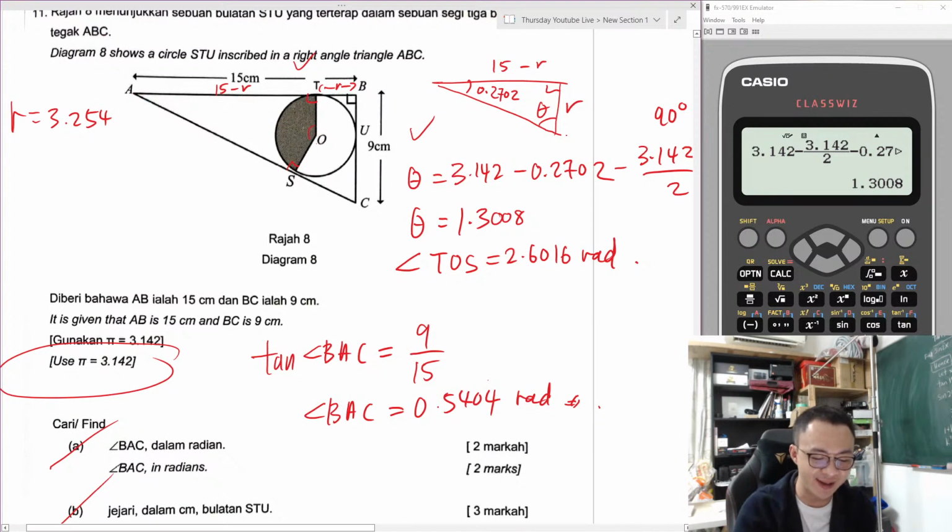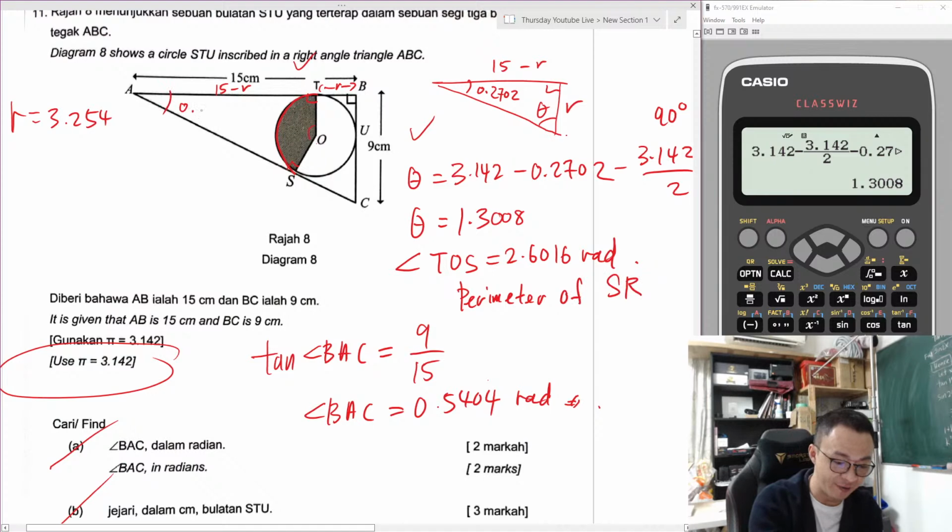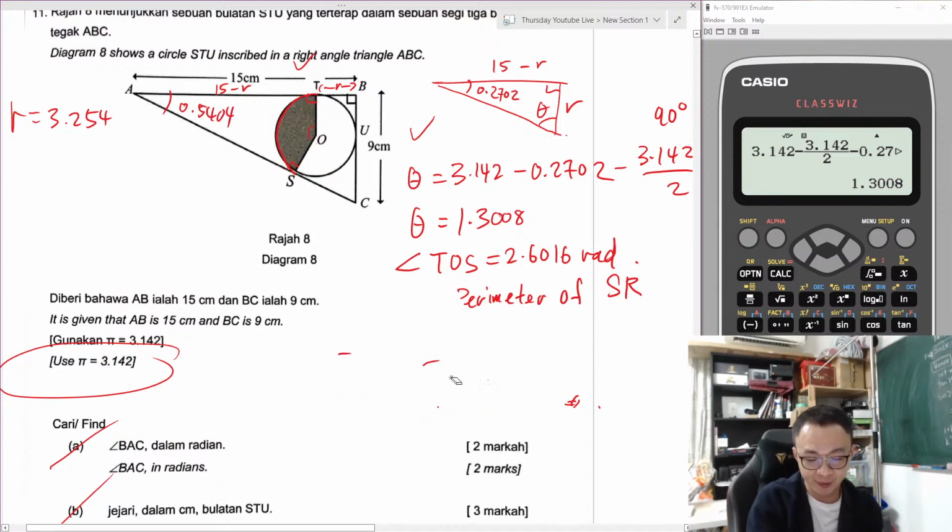Arc length will be just S equals to R theta, right? S equals to R theta. I'm finding this arc length over here. Or I can straight away do all together. So the perimeter of the shaded region, where this angle I write down also 0.5404, and not enough space here. So I want to find this perimeter.